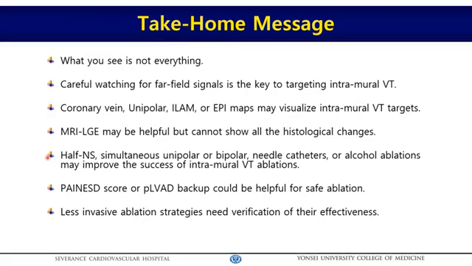Half normal saline, simultaneous unipolar or bipolar, needle catheter, or alcohol ablation may improve the success of intramural VT ablation. PAINESD score or percutaneous LVAD backup could be helpful for safe ablation, and less invasive ablation strategies need verification of their effectiveness.